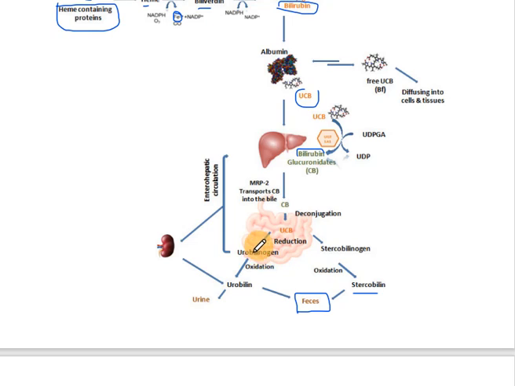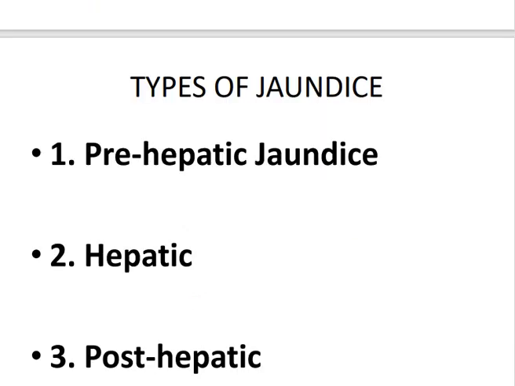So if there is any disorder that impairs the transport of the bilirubin from the body, and thus increases the accumulation of the bilirubin in the system, that will cause what? Jaundice. Let's look at the types of jaundice. Jaundice can come in three forms. We can have a prehepatic jaundice, as the name implies, a hepatic jaundice, and also a post-hepatic jaundice. Or you can have a pre-hepatocellular jaundice, a hepatocellular jaundice, and a post-hepatocellular jaundice.